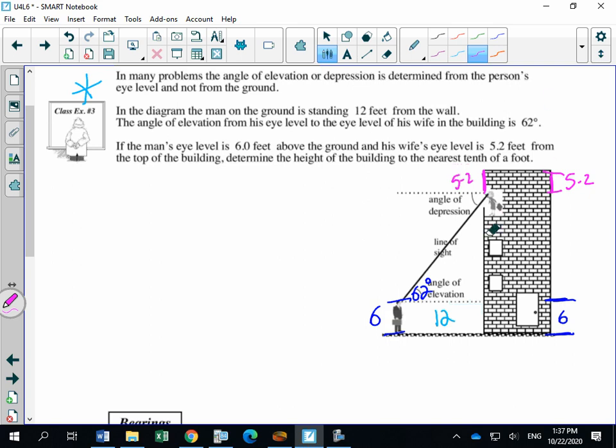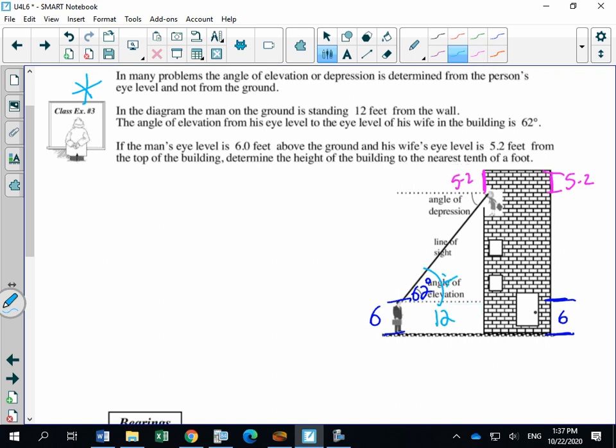Yeah, this side of the triangle. That's all I got to do. Once I find that, Sebastian, what am I going to do with this? When I find the length of this on the triangle, what do I do to this number? That's right, add 5.2 and add 6. So let's do that.